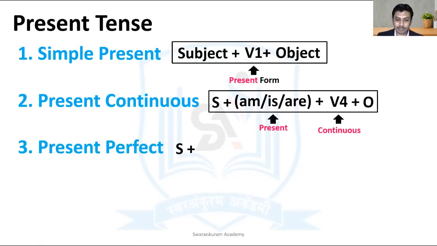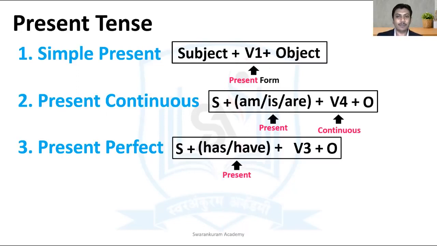Same will happen with present perfect. How is it? Subject, I will need a helping verb to indicate that it is present. I have already used V1 form. I have already used am/is/are. So I will use the subject to begin the statement, then has/have to indicate it's a present form, and V3, and I will end the statement with the object and it will become present perfect.